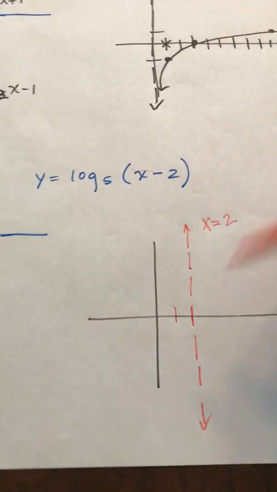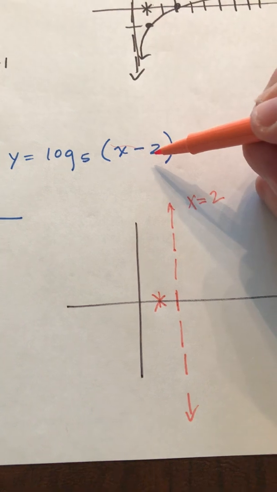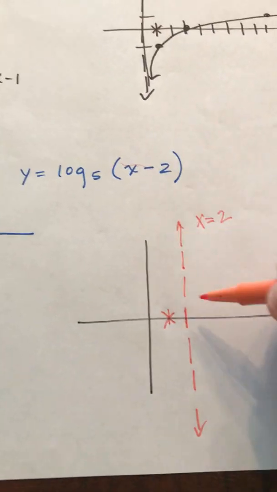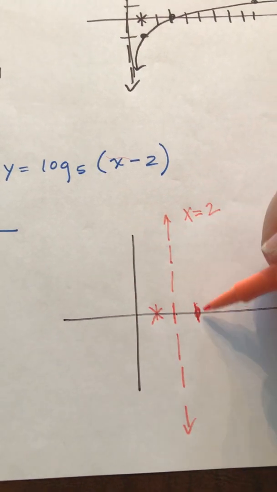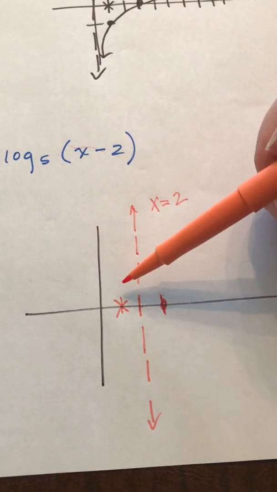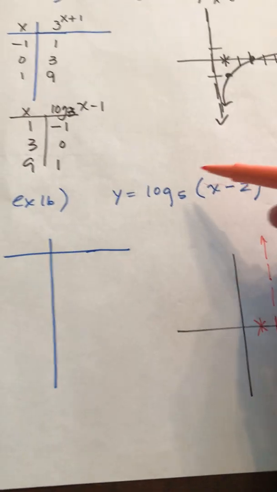Next, start with that initial value. So again, starting with 1, 0, and then apply your shifts. So this again says right 2. So 1, 2. So this is the point I care about. So this is at the point 3, 0. So I started at my initial value. I shifted it right 2. All right, let's go back to our table.